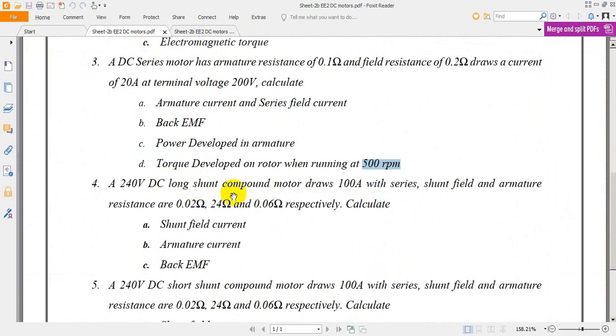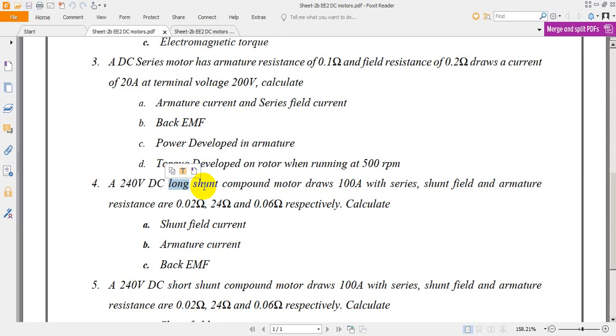Question number 4 is a long shunt compound motor. Long shunt compound motor, it means what? We are having a long shunt compound motor means we are having two field windings. Compound means an additional winding is present. How is it? It is long. Long means the main field winding is long.